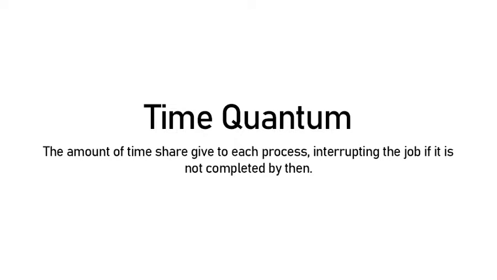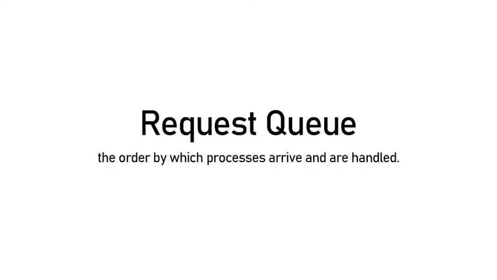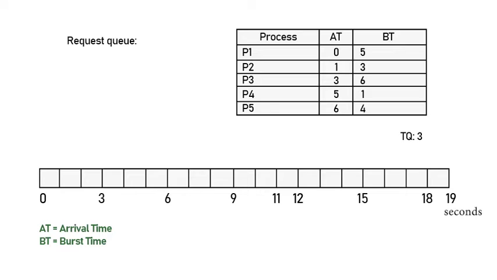There is a term TQ or time quantum, which is the amount of time given to each process, interrupting the job if it is not completed by then. There is also the request queue, which is the order by which processes arrive and are handled. In this given example, there are 5 processes that need to be handled and the time quantum given is 3 seconds. So before we start, every time a process arrives, we have to put it in the request queue according to its corresponding arrival time. First, the process P1 arrives in the CPU and is the first to be put on the request queue.